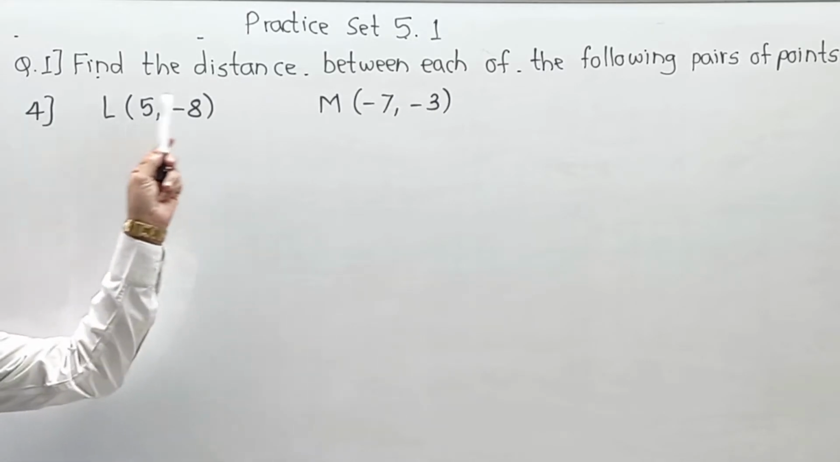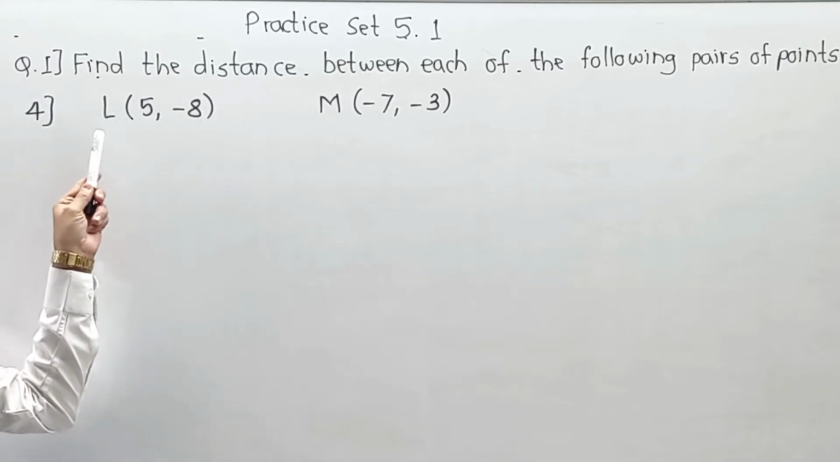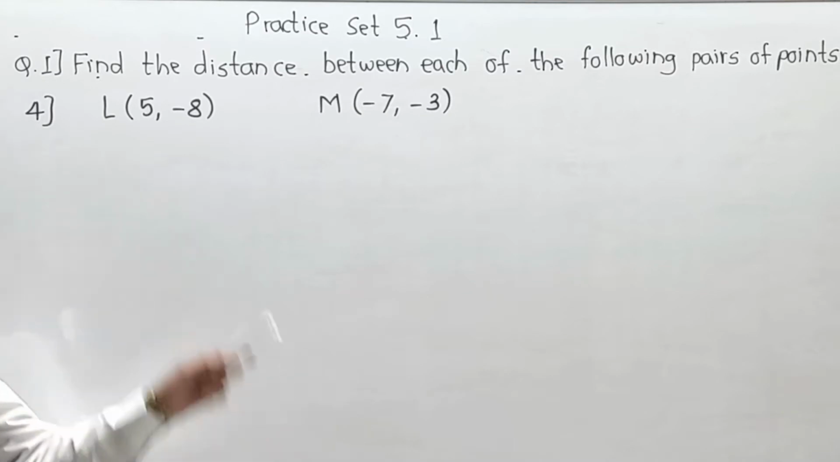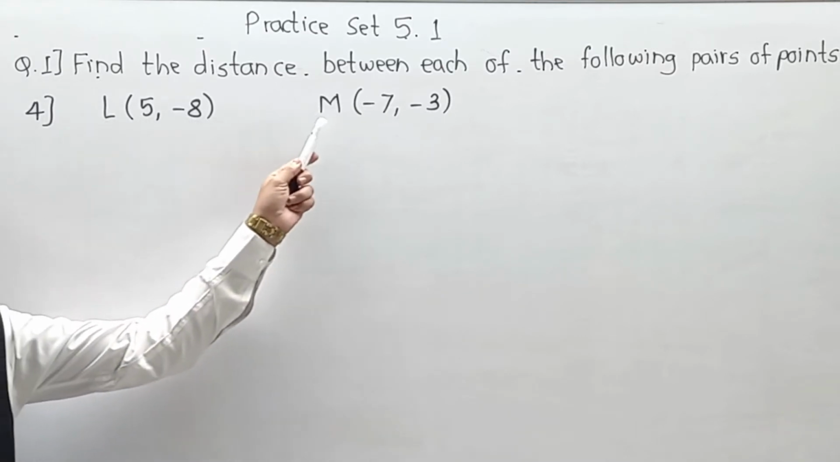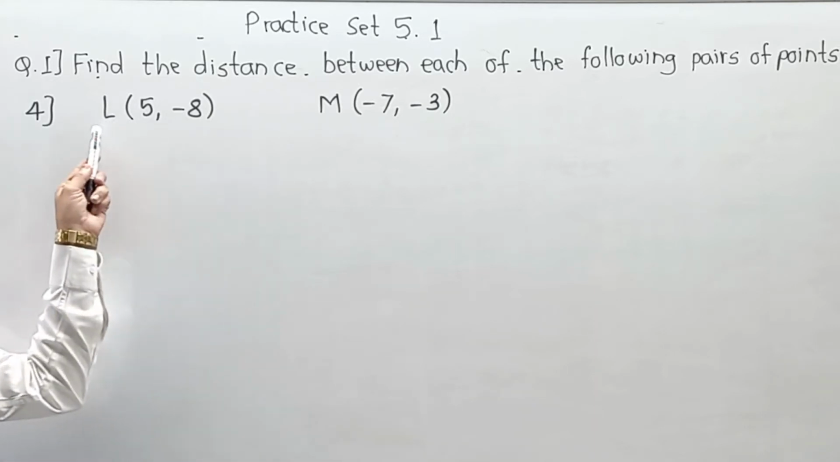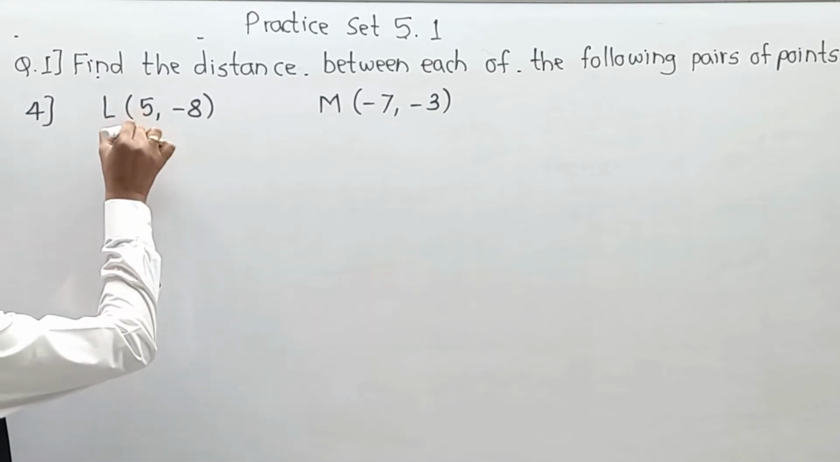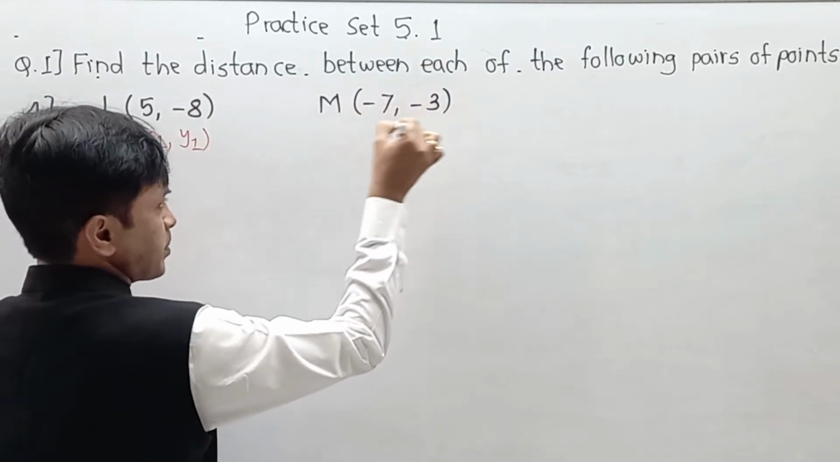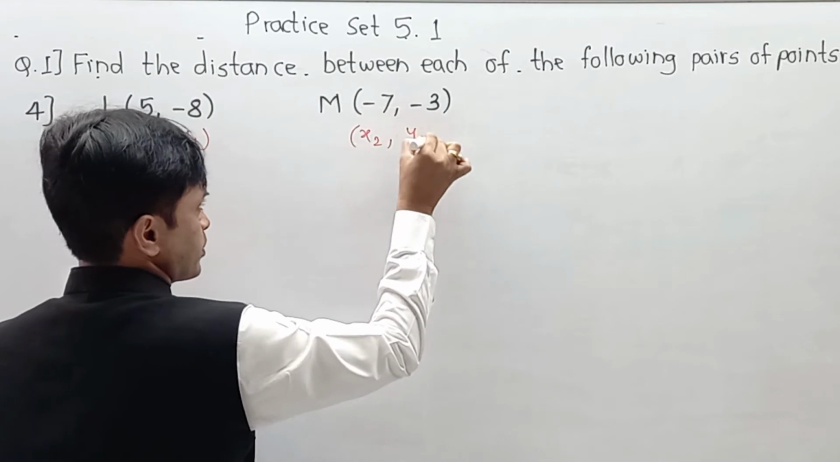Now after completing the third question, we are moving to the fourth question, and they have given points L(5, -8) and M(-7, -3). Once again, they have given points L(5, -8) and M(-7, -3). Students, remember, you have to take very careful precautions when you put the respective signs, because in such numericals plus and minus signs always cause some mistakes. So take precautions during that part. Here L(5, -8) I am going to call the first point, x1 y1, and the second point M(-7, -3) is x2 y2.